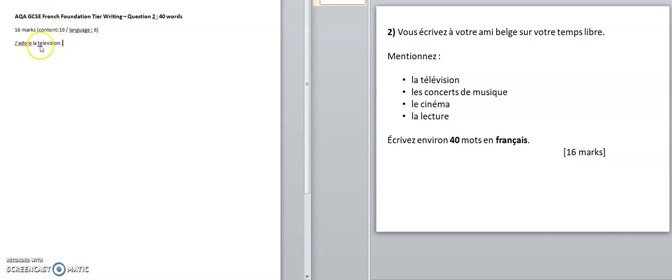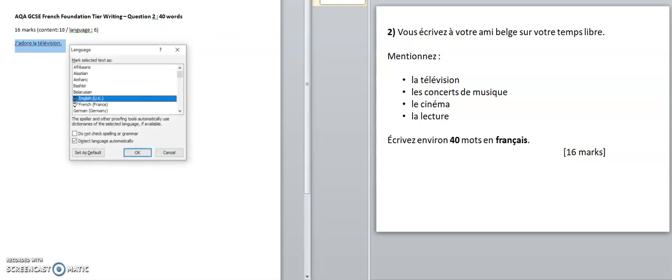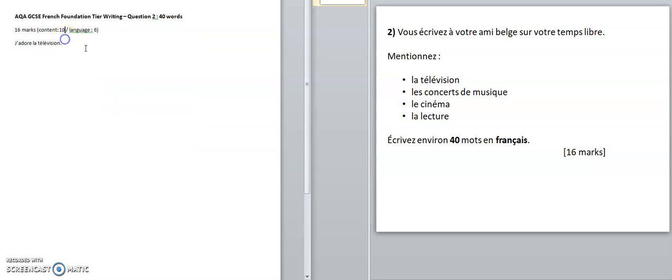My English spell checker's messing that up. I might turn that off. There we go. Okay, so I love television.